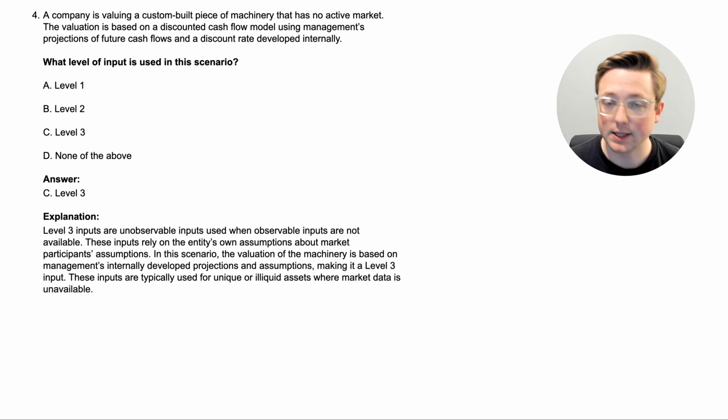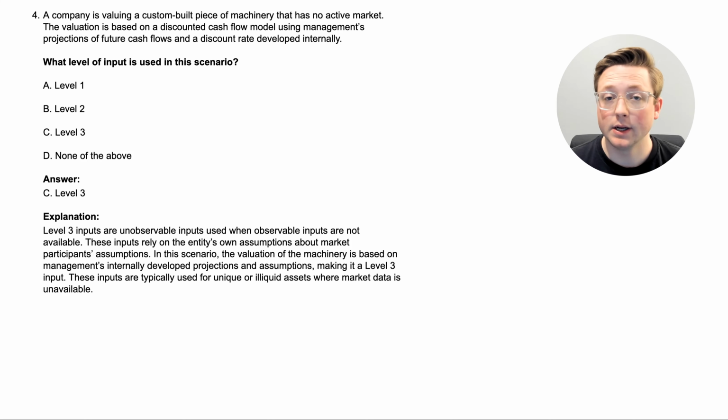Okay, here we are. The answer is C. We knew it was level 3 just based off of the progression of this video, but let's learn what level 3 inputs are. Level 3 inputs are unobservable inputs used when observable inputs are not available. These inputs rely on the entity's own assumptions about market participation assumptions. In this scenario, the valuation of the machinery is based on management's internally developed projections and assumptions, making it a level 3 input. These inputs are typically used for unique or illiquid assets where market data is unavailable.